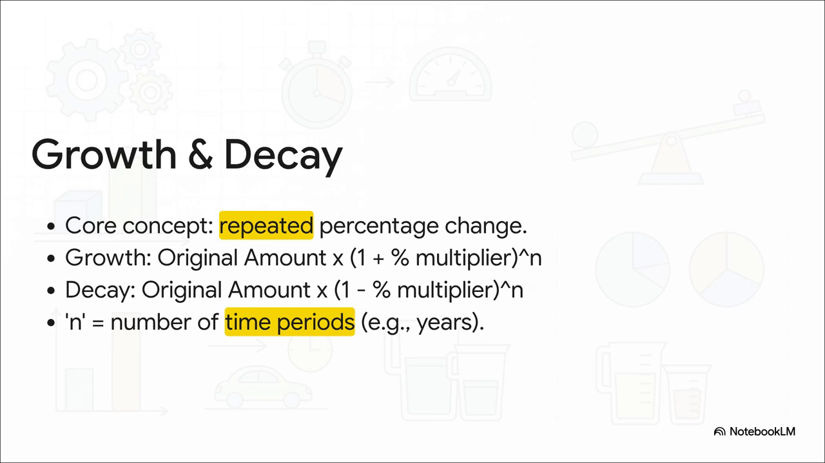Finally, let's talk growth and decay. It sounds complicated, but really it's just doing a percentage change over and over again. For growth, like a bank account with 3% interest, you're multiplying by 1.03 each year. For decay, like a car losing 15% of its value, you're multiplying by what's left, which is 0.85. And that little n in the formula, that's just the number of times you do it, usually years. Just plug the numbers into the formula, and you're good to go.